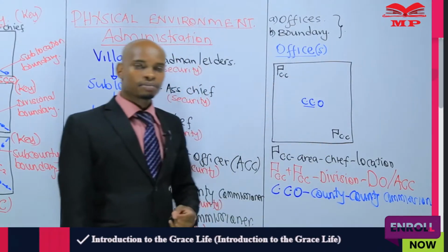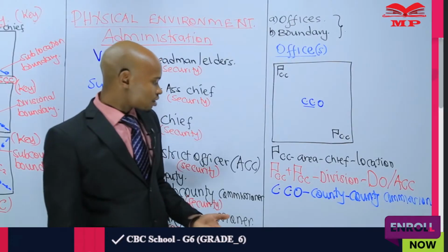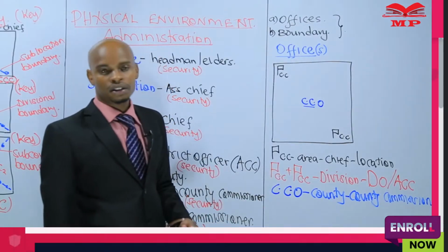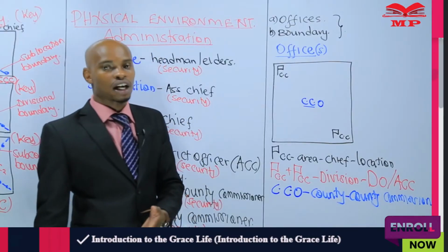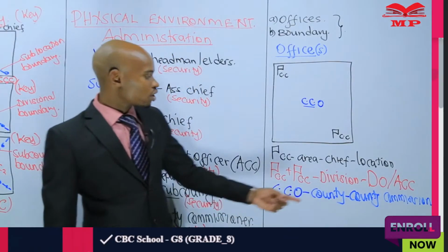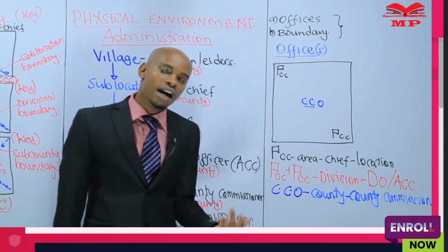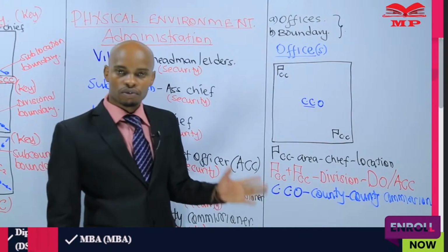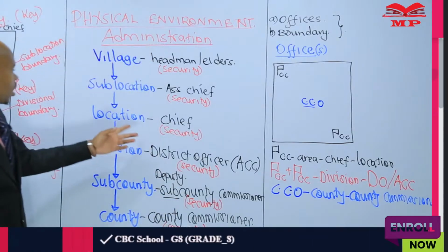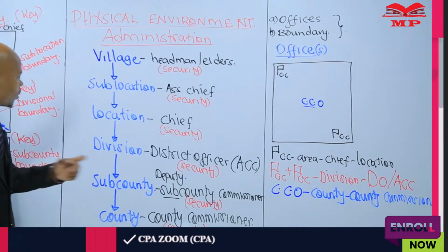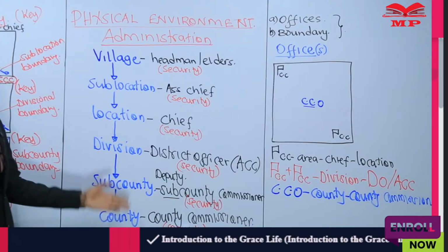What if there are 2 chiefs' camps and no other office? Then simple mathematics. A chief's camp plus another chief's camp means there are 2 chiefs, and 2 chiefs will not be the head of a location. Now we have a division, and a division is under a district officer or assistant county commissioner. What if there are more than 1 office that are not the same? Simple. Go for the highest office according to the hierarchy. If there is a sublocation office, a location office, a division office, or probably also a sub-county office, you go for the highest.